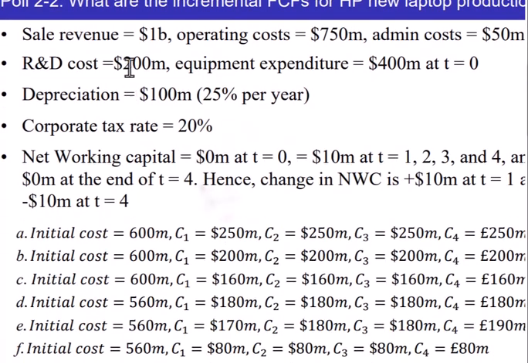Given that information, you can get all of what is sales revenue, operating cost, admin cost, R&D cost, equipment expenditure, depreciations. We got all this information. Given all this information, you're supposed to compute the free cash flow of implementing this project, introducing the new laptop. So once you compute unlevered net income, you need to make an adjustment to that to compute free cash flow. You need to choose the right cash flow from the given information. This should be very easy.